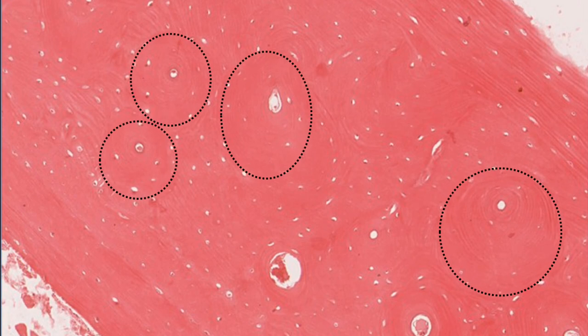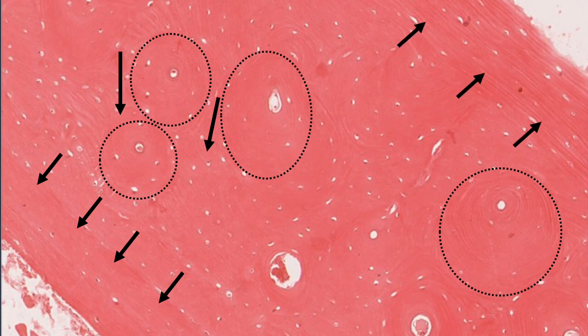This is a cut section of a lamellar bone. The concentric lamellae are contained within the osteons. These are the interstitial lamellae. These are the external circumferential lamellae. And these are the inner circumferential lamellae.